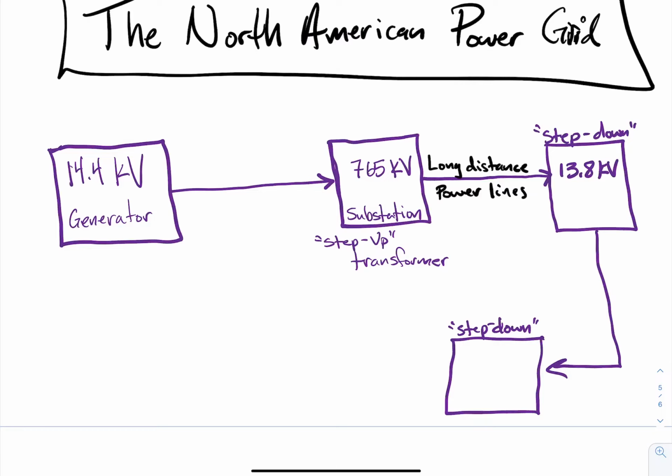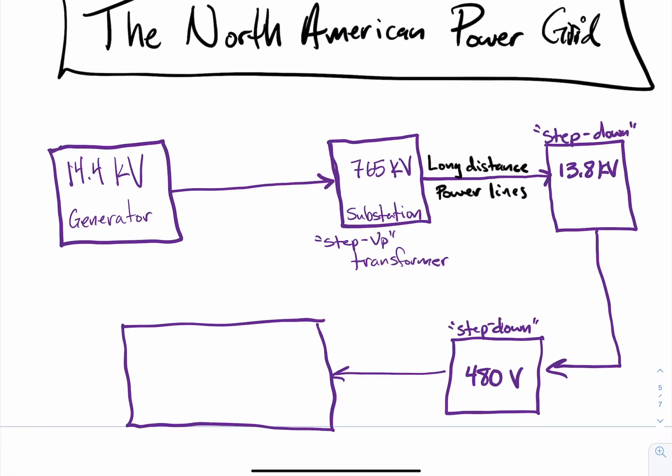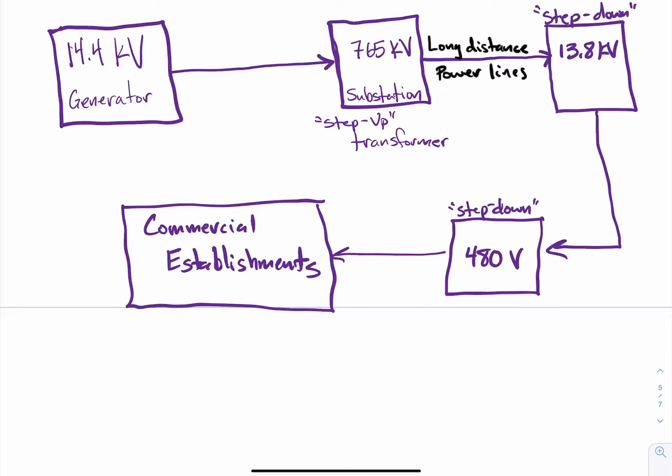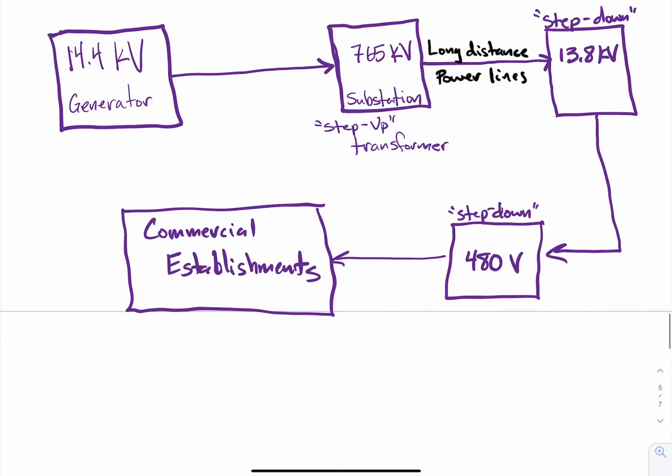And so this one's going to go out to commercial establishments. So this is stepping it down to 480 volts. And so places maybe even like U of M Dearborn, a commercial establishment, will get their power, the voltage is going to come in at 480 volts. And then they'll have their own step-down transformers. They're going to basically have almost their own power companies.